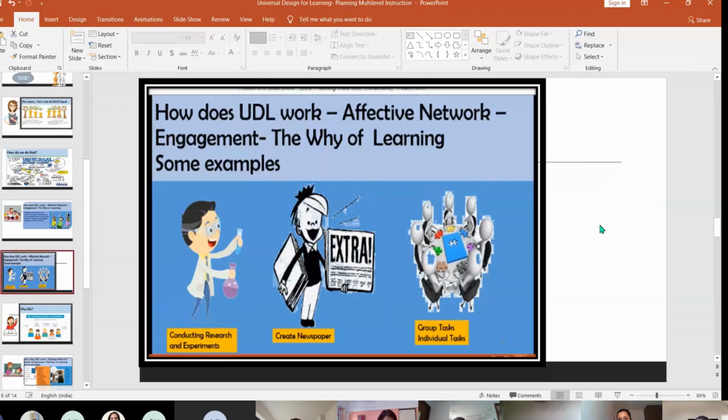Now, how does UDL work, and what are examples of the why of learning? Here we can understand that topic very easily with the help of examples.